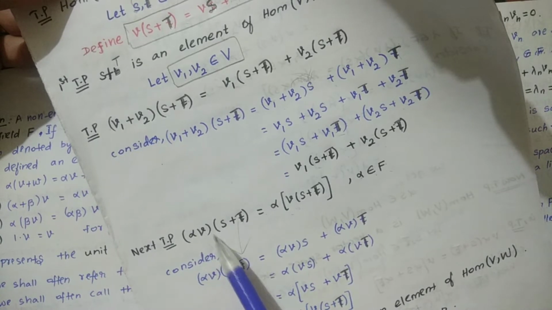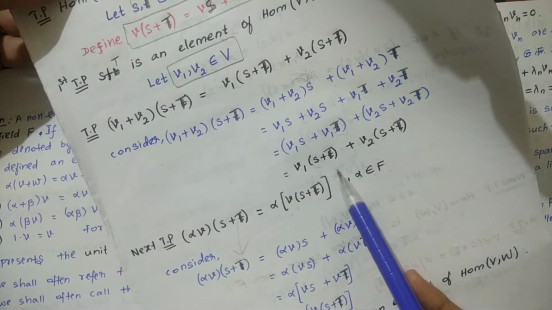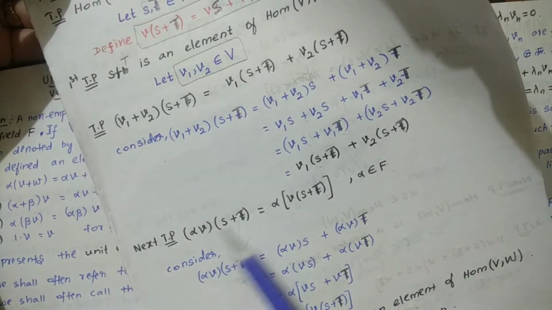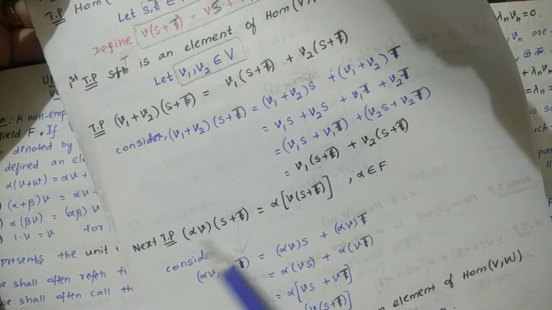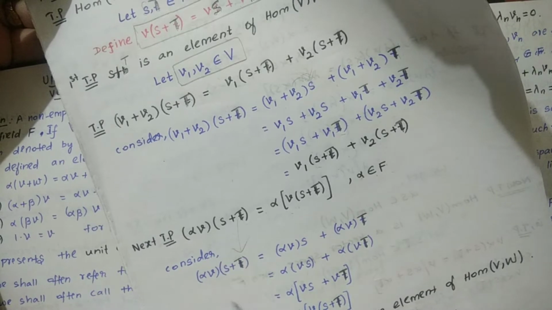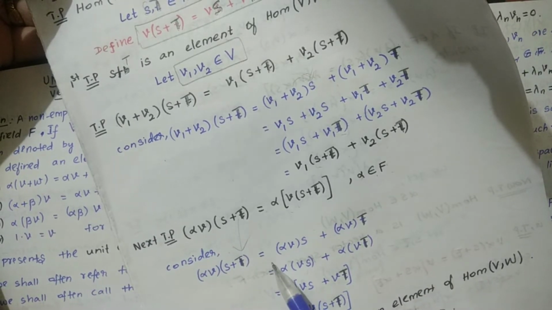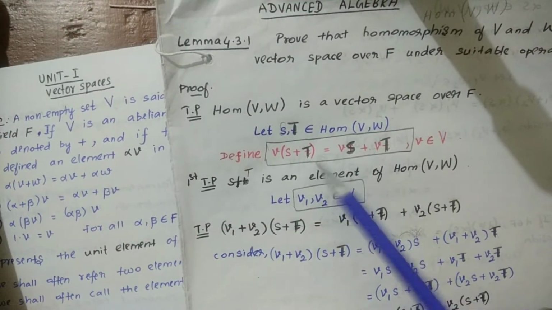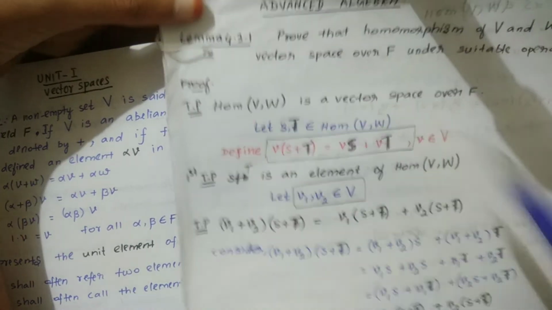Okay, so for that you are considering the second condition for homomorphism. Considering the left hand side, alpha v of s plus t is equal to, how are you writing this? Using this, you are defined like that, right? In this format you are going to write this.